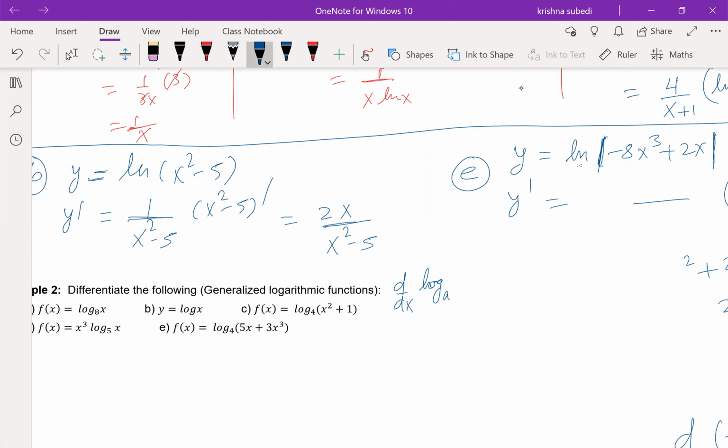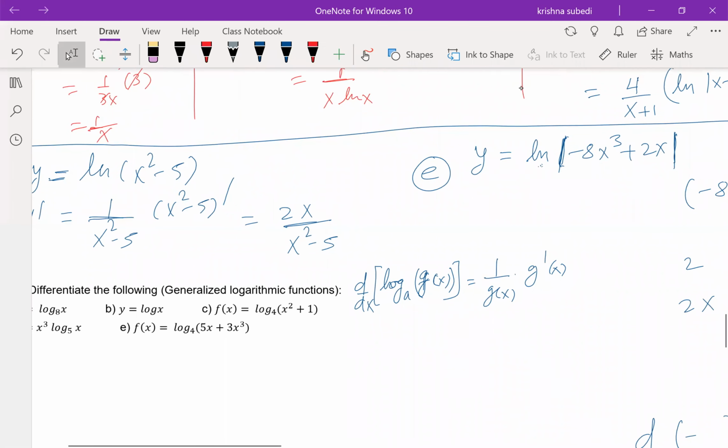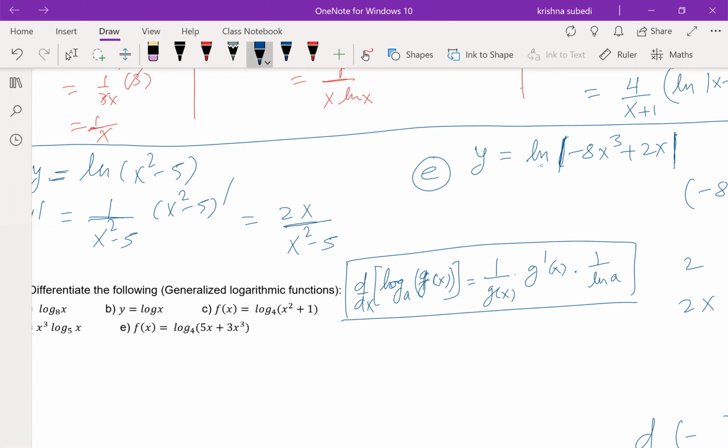Okay, so the generalized form, the derivative for a generalized logarithmic function, is this. Let me write g of x. So you have 1 over g of x times g prime of x, same as the natural logarithm, but one extra factor we need to write. This is the formula we will be using.